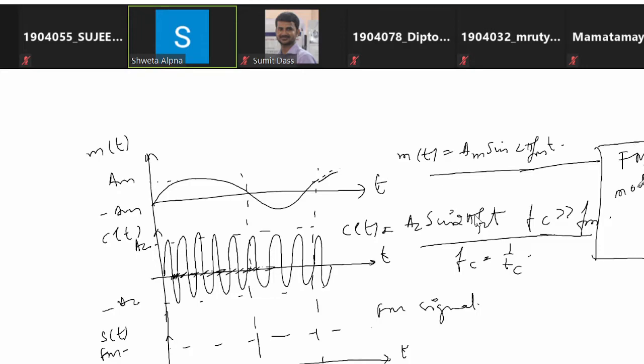FM modulator. What are the two types of FM modulators? One is called the direct method, another is called the indirect method. In the direct method frequency modulator, you are using a Hartley oscillator and all that you have already studied.